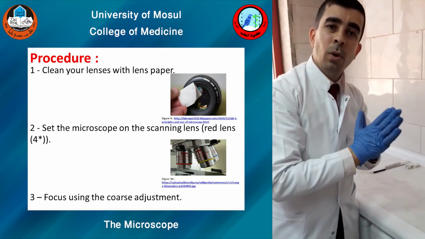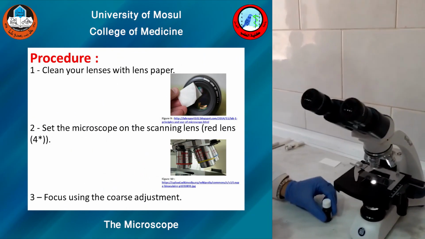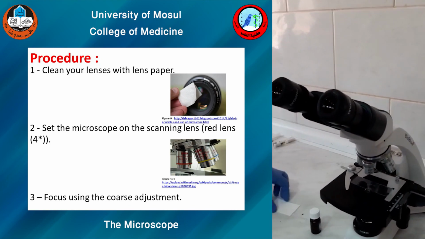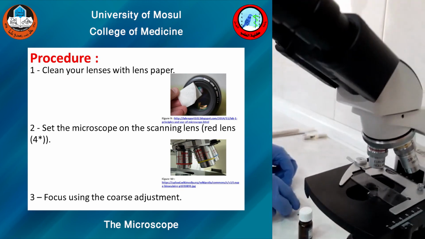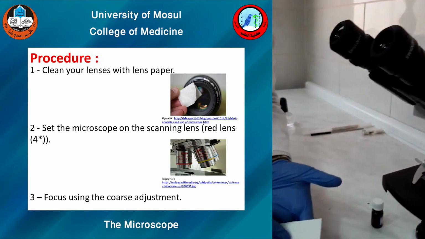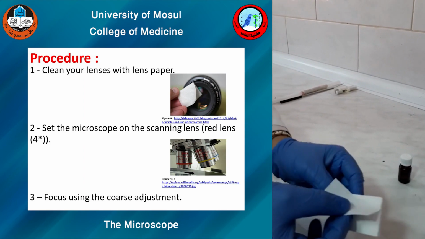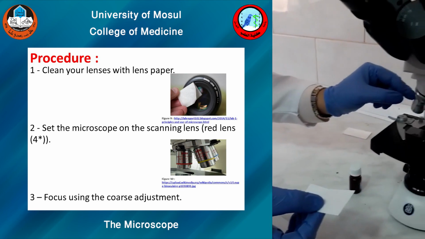Now, how to use the microscope? First of all, before starting to use the microscope, we have to clean the objective lens. We clean it with a specific paper called lens paper. This is the lens paper that is used to clean the objective lenses.